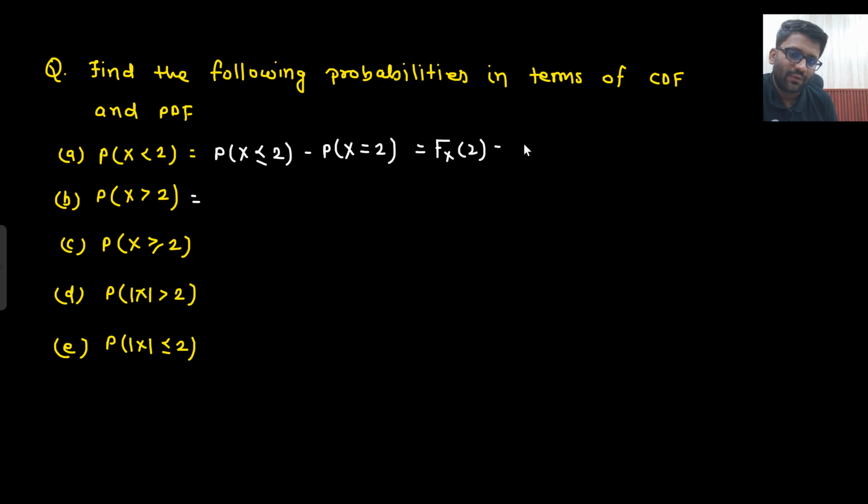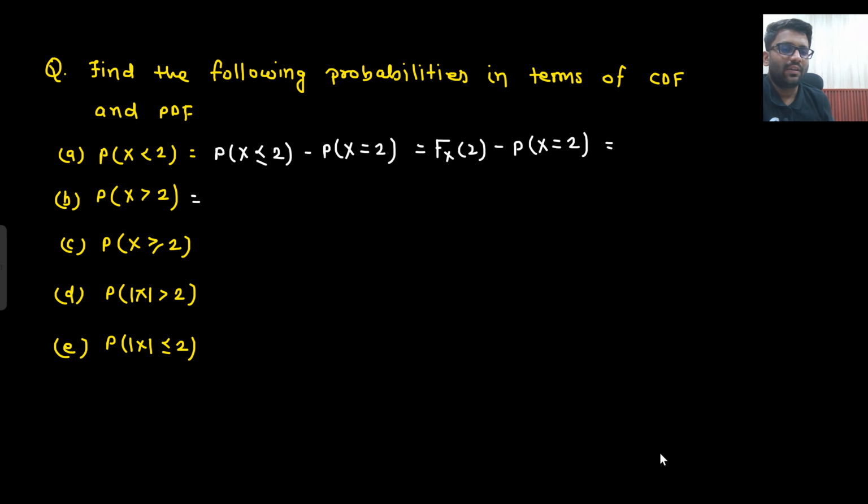So this would be Fx of 2 minus the probability at x equals 2. Probability of x taking values less than or equal to 2 minus probability at x equals 2. Because what this is saying is everything less than 2 but not 2. So that's why I subtracted the probability at x equals 2. So this is how I can write it down.